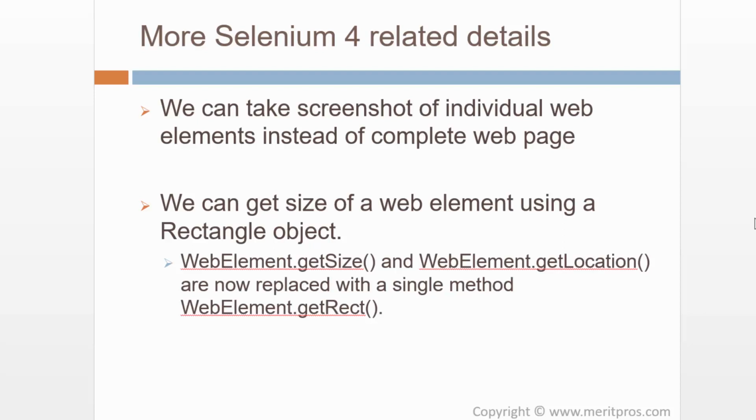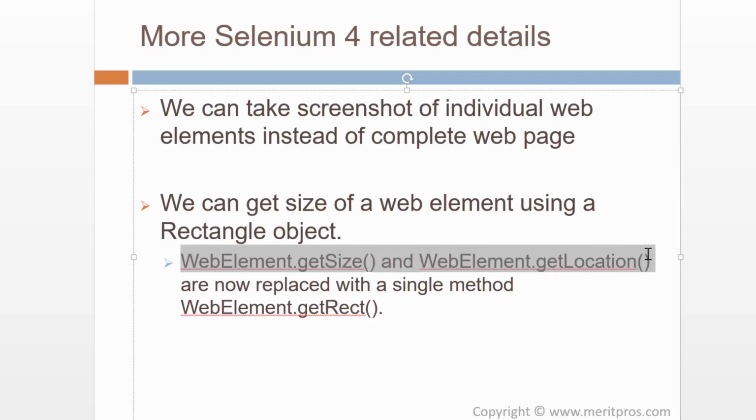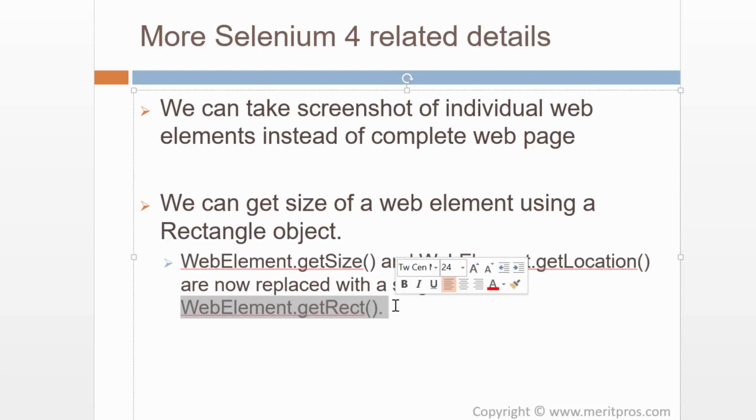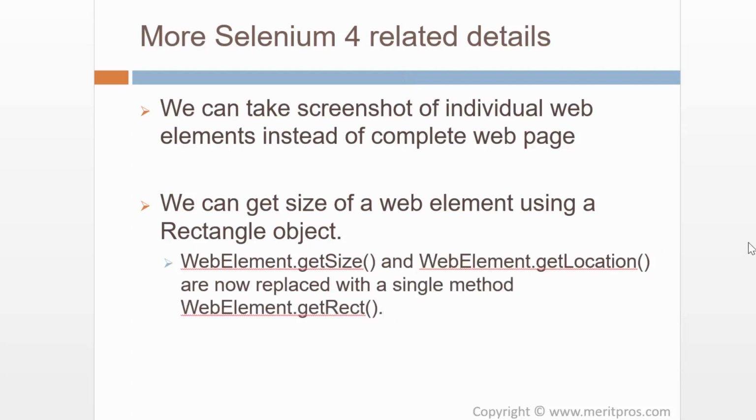Then there is one more change. It's like getting the size of a web element. Now we can get the size of a web element using a rectangle object. So there are two methods, WebElement.getSize and WebElement.getLocation. They have been replaced with a single method, which is WebElement.getRect. So using this rectangle object, we can get size, we can get location, all the details. So these two are the changes.